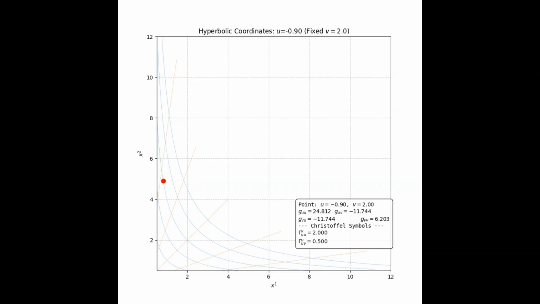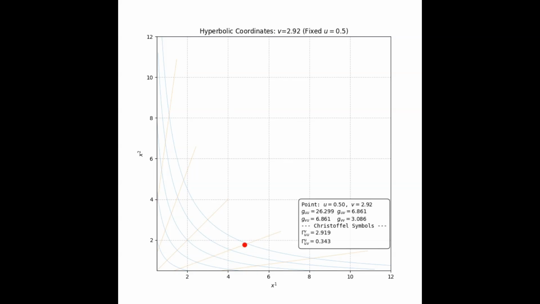Second, the hyperbolic system is just incredibly dynamic. I mean, if you move along one direction, your local vectors start to twist and stretch like crazy. But then, move along the other direction, and the whole grid just expands, scaling up massively as you get further from the origin. And one of those Christoffel symbols we mentioned actually captures that exact scaling perfectly.